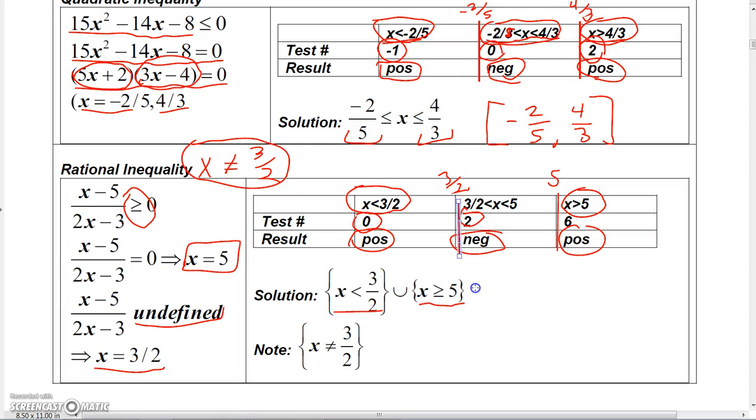But anyway, that's the solution for this problem. And I believe that pretty much ends the discussion about equations and inequalities. I'm going to start talking about functions in the next series. So I'll talk about problems that involve functions in the next series of examples.